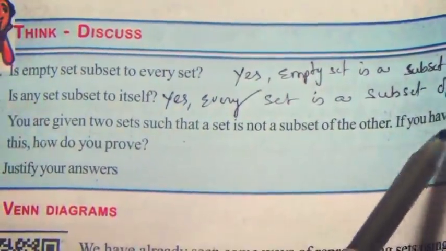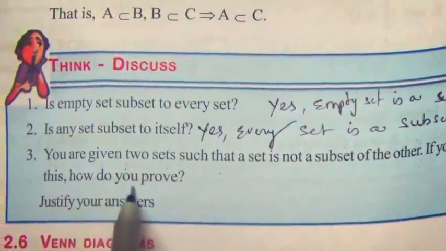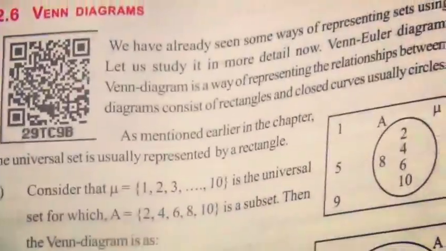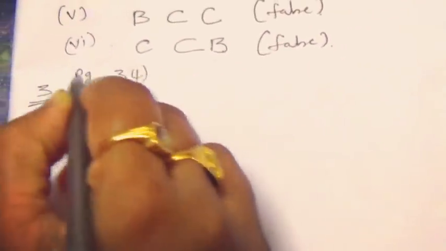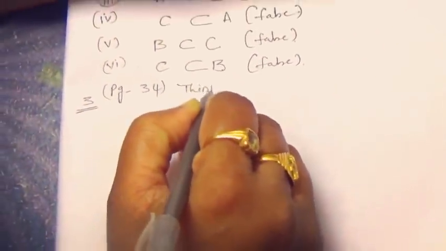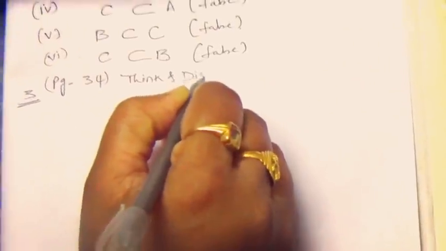Okay. If you have to prove this, how do you prove? So we have to take examples of these sets. The third one in the page number 34, think and discuss, right? Think and discuss.